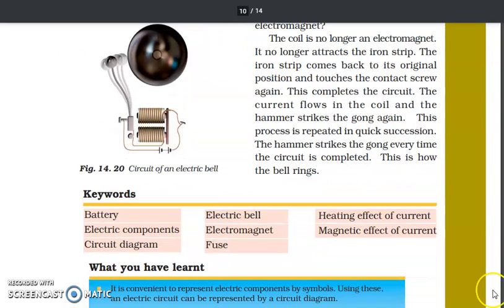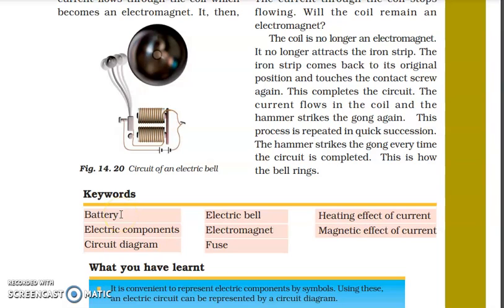We have completed the chapter. Following are the keywords which we have already discussed. Battery, more than one cell connected to form a battery. Electric components, what are the components of an electric circuit? How to draw the circuit diagram? How does an electric bell work? Electromagnet, fuse and its importance, heating effect of electric current and magnetic effect of electric current.